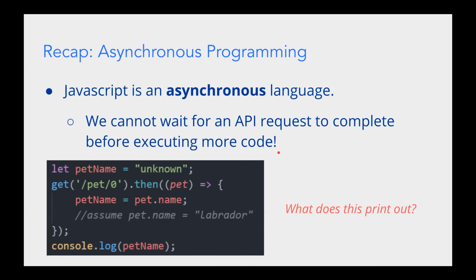The answer is unknown because when we do this GET request for /pet/0, we're sending out a request somewhere on the internet. We're saying, please get me the pet whose ID is 0, and we're saying that this is going to be a Labrador. But this request is going to take some time. So we call this GET request, and the function that we pass to .then doesn't get executed until that request completes.